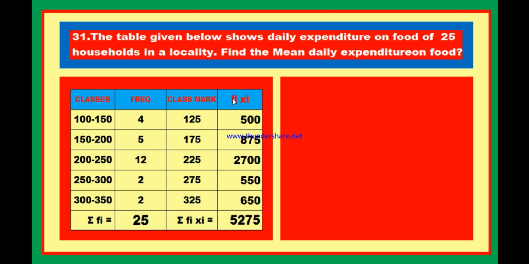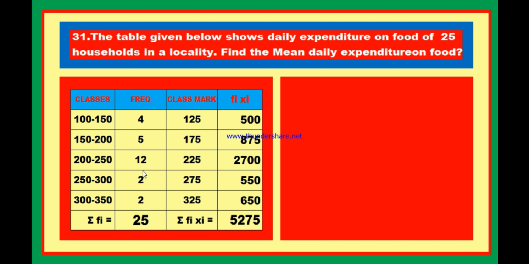And later fi into xi. Fi stands for the frequency of the i-th class and xi is the class mark of the particular class. Fi into xi means 4 into 125 is 500. 5 into 175 is 875. 12 into 225 is 2700. 2 into 275 is 550. 2 into 325 is 650.